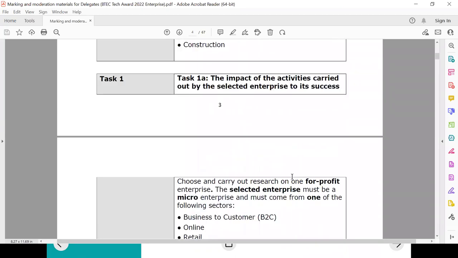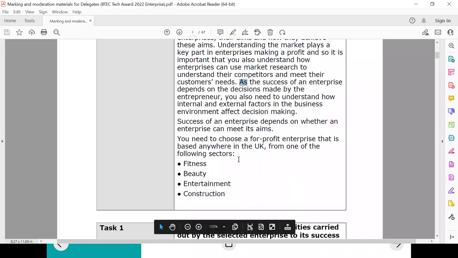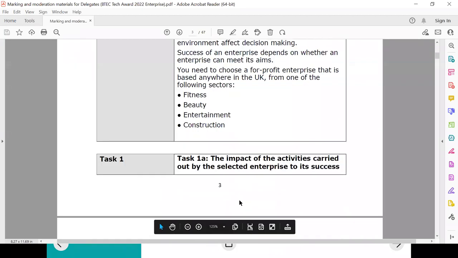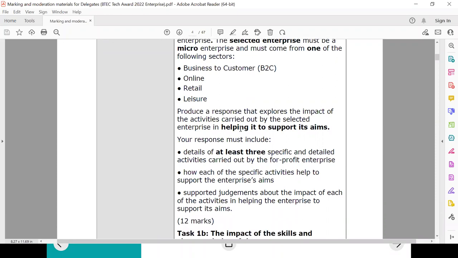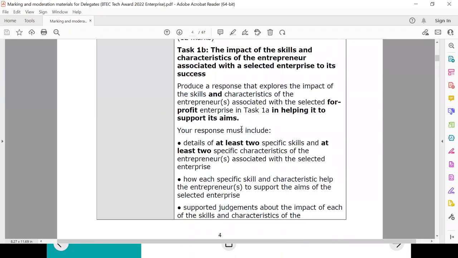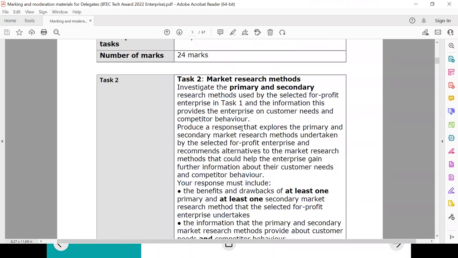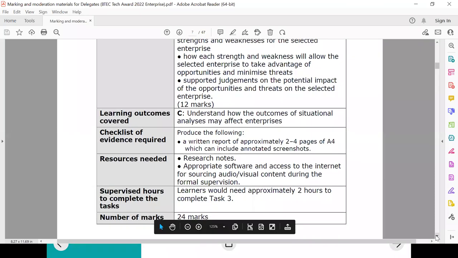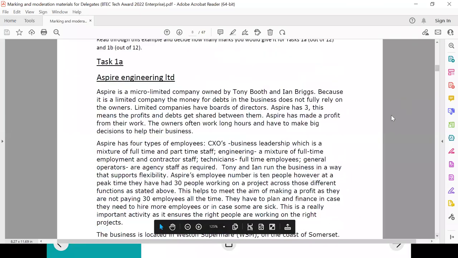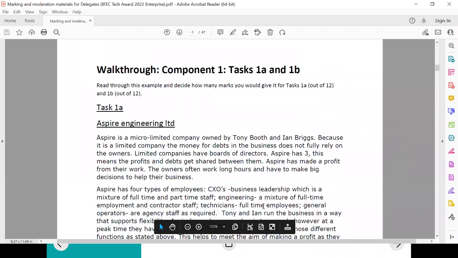The only thing that will change, I apologize for my scrolling, will be the sectors here. And the other thing that will change will be the size, and that will usually be in this top part of the task. This one is for a micro enterprise, but you could have micro, small, or medium. You could even have a choice of two. The rest of these tasks do not change, and that's why I've put them in here, just so that you are aware of that. And the work that we're going to look at is based on this sample PSA. The first one, if you've got it in front of you, will be about this enterprise called Aspire Engineering Limited.